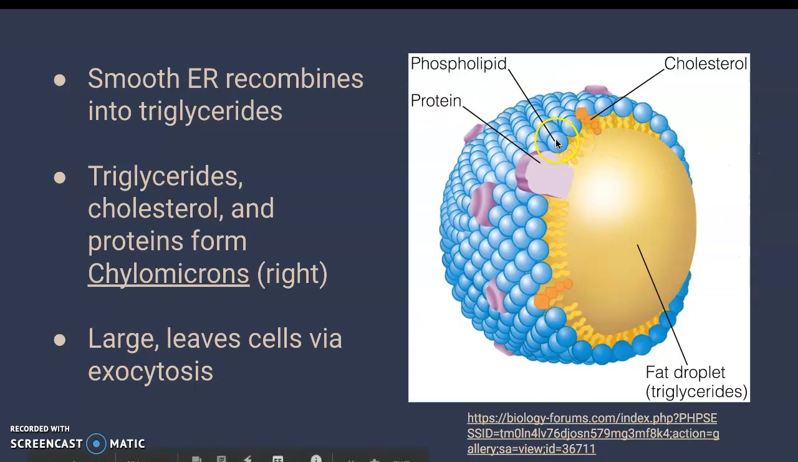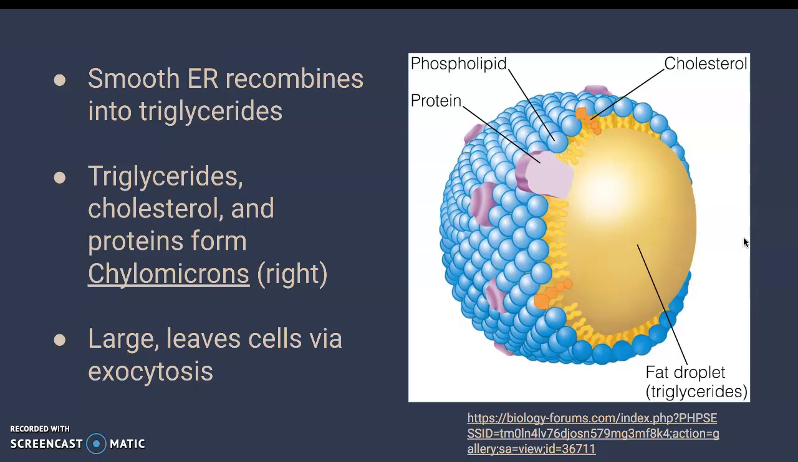You have phospholipid, the hydrophilic heads on the outside, the hydrophobic tails on the inside. You have proteins, cholesterol, and the fat droplets in the center. And you can see on the outside it kind of mimics the phospholipid membrane of most cells. You have the hydrophilic heads on the outside, and the hydrophobic tails on the inside, and embedded in that are the proteins.